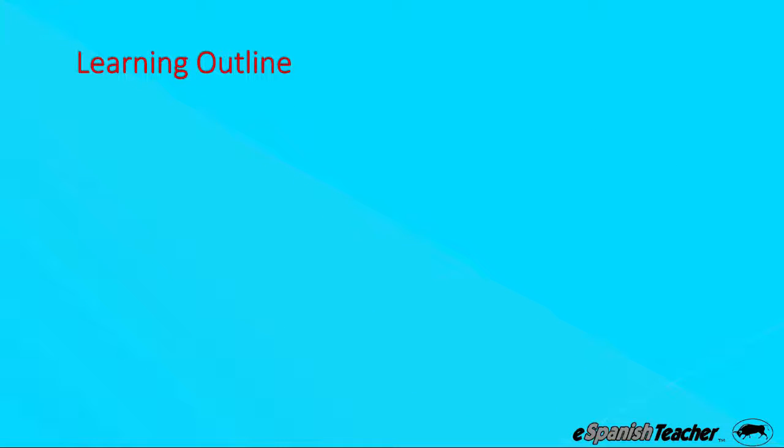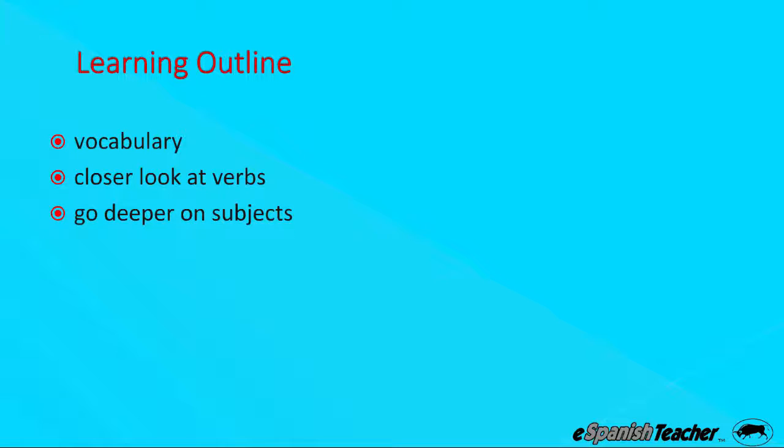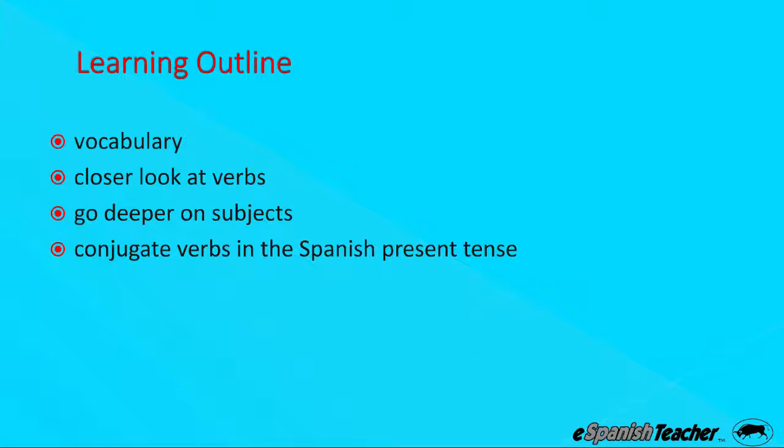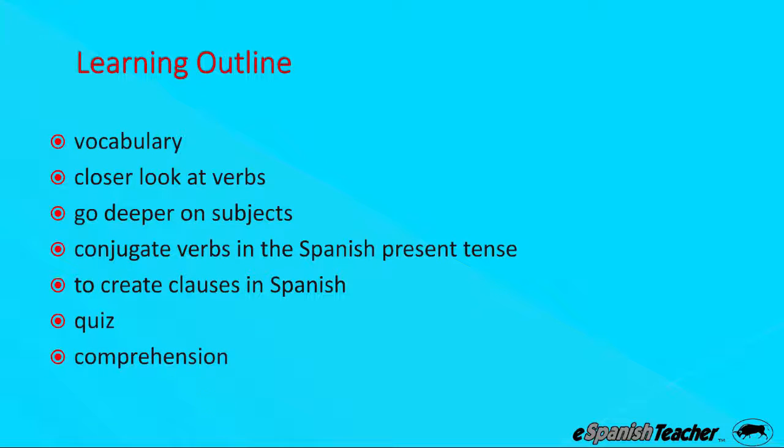The learning outline for Lesson 2 is as follows. First, we'll start off with some vocabulary. Next, we'll take a closer look at verbs than we did in Lesson 1, as well as go deeper on subjects. And we will look at conjugating verbs in the Spanish present tense. And then we'll create clauses in Spanish. And a quiz, followed up by some comprehension, and that should just about do it.